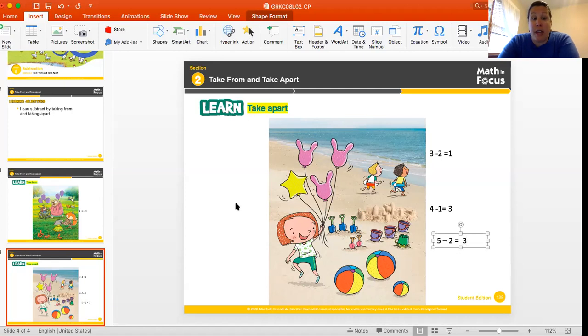So your job today is to go off and do the daily work, which is a subtraction worksheet that's similar to this. When you're done, you can either scan it to us, or take a photo and send it to us via Seesaw. If you have any questions, don't be afraid to email.